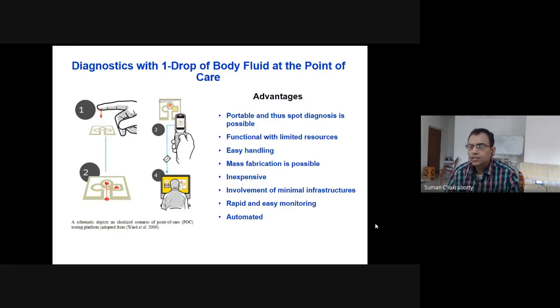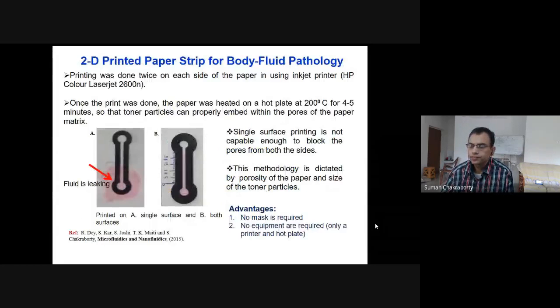These are simple portable technologies, easy to handle. It is possible to manufacture such devices in large quantities. The tests are designed to be inexpensive with very minimal infrastructure required. These are designed to be rapid tests, and if necessary, they can be automated partially. Full automation will increase the cost, but at least to a partial extent, they can be automated.